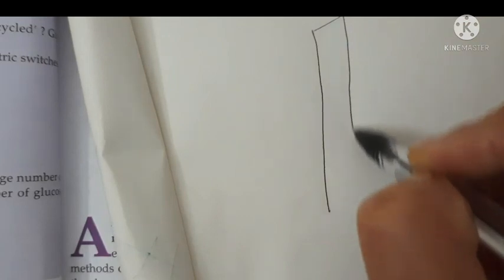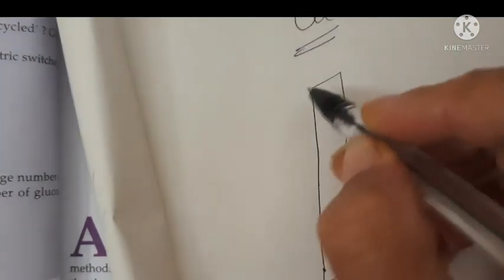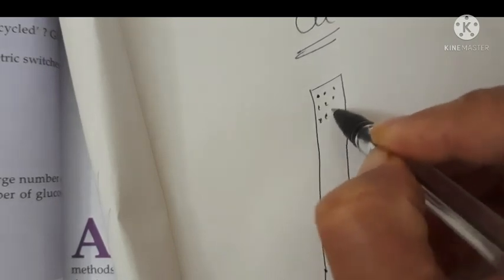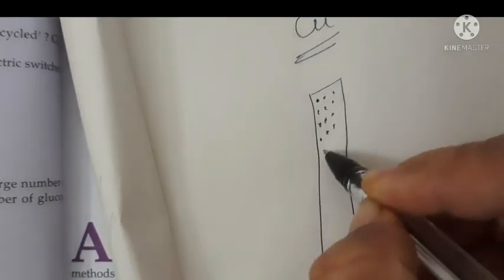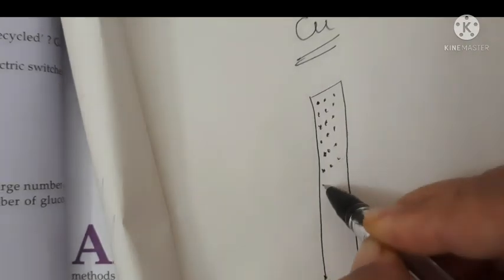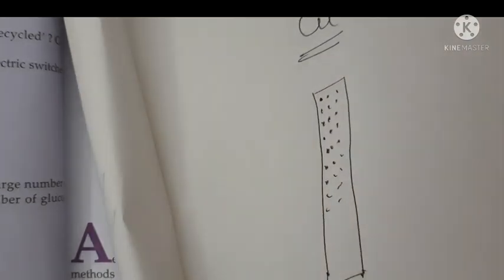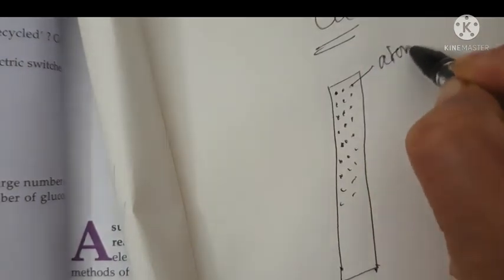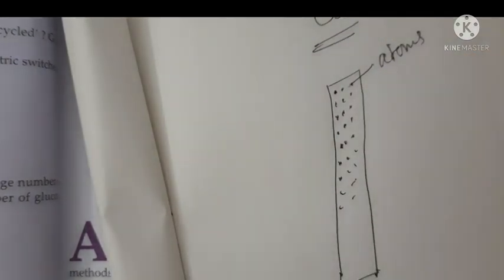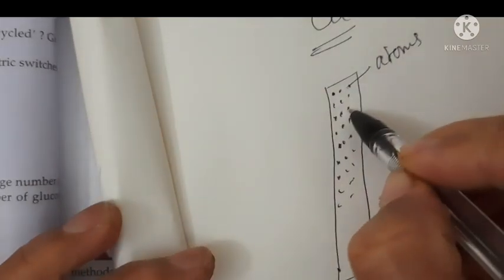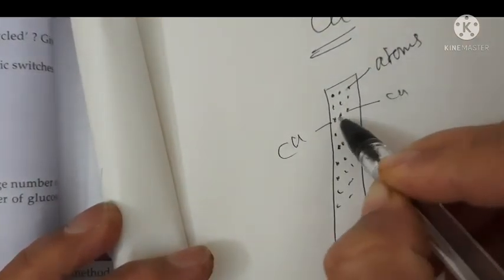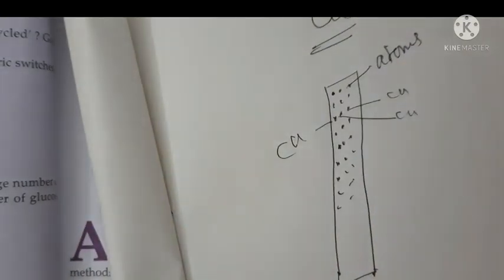Like this is copper. Let me say this is a copper wire. Now this copper wire consists of the same type of particles. Here all these particles are copper particles, and all these particles are called atoms. All these particles are copper particles only. I can write Cu. All the particles are copper particles.